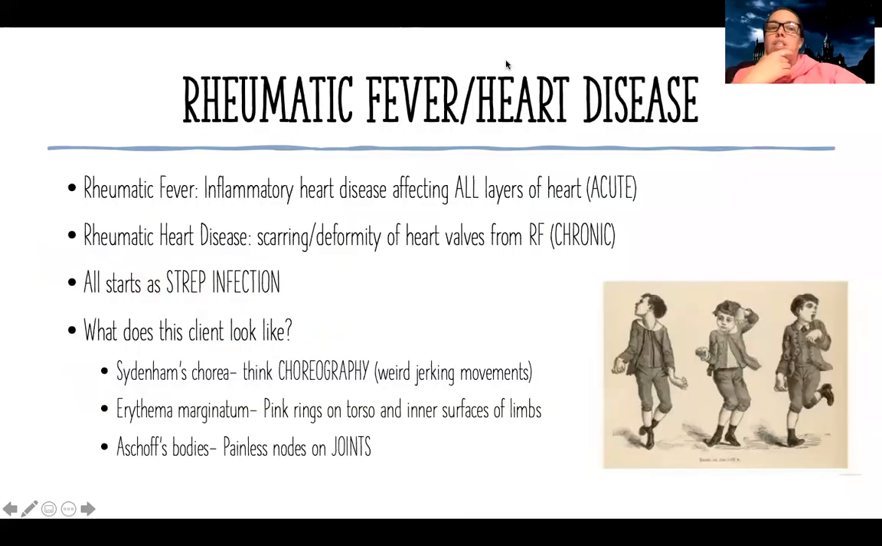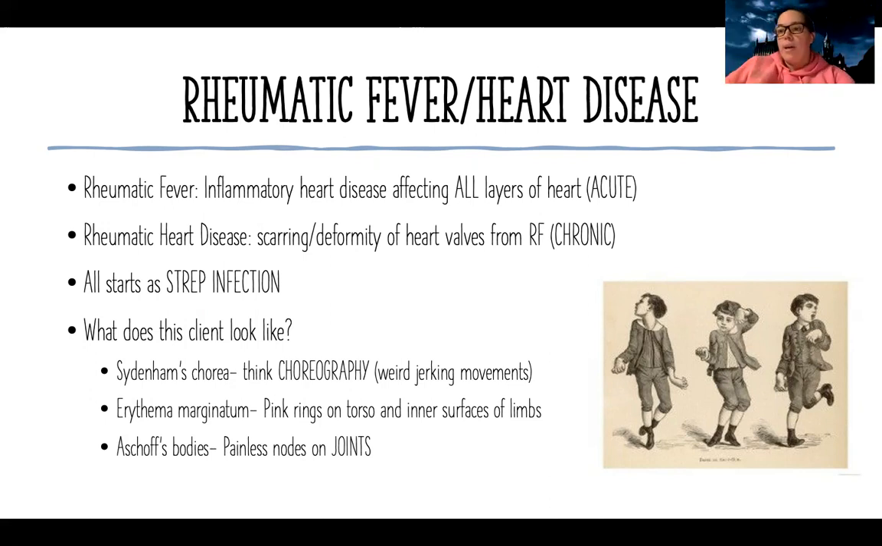So last but not least, let's talk about rheumatic fever or rheumatic heart disease. When we're talking about rheumatic fever, I know when I first came to nursing school, I always thought this was talking about like a respiratory infection, but rheumatic fever is actually an inflammatory heart condition. And this is an inflammatory heart condition that affects all the layers of the heart. And that's an acute process.